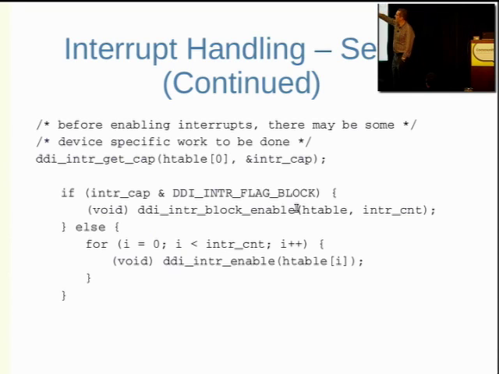There's various capabilities you can get about the interrupt handling. And one of the capabilities says you can enable all the interrupts at once. This is a block enable. And if you can't enable them all at once, you sit in a loop and enable them one at a time. Now the idea is that once you've done this, you can start getting interrupts. And your foo enter interrupt handler gets called.